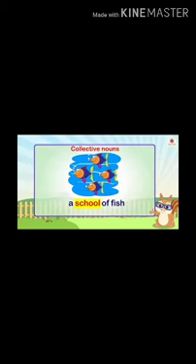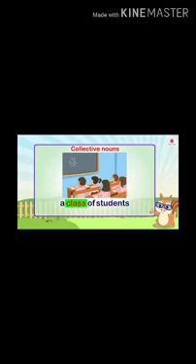Here you can see the example, a school of fish, and you know the plural of fish is fish, not fishes. Now here, a bunch of keys. If there is only one key, we say a key, but here a bunch of keys. Now a team of horses. A group of horses will be called a team of horses.